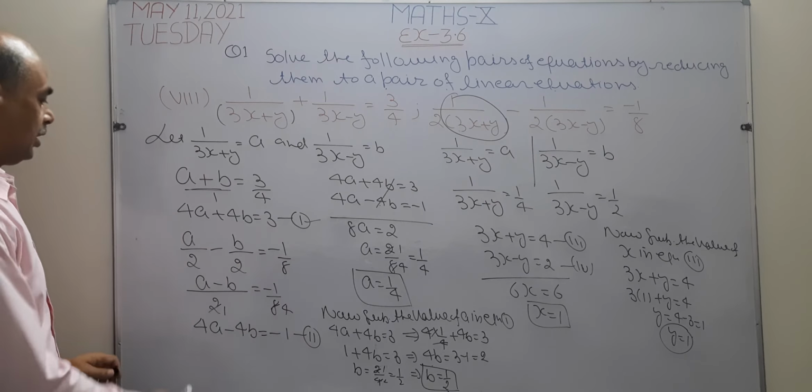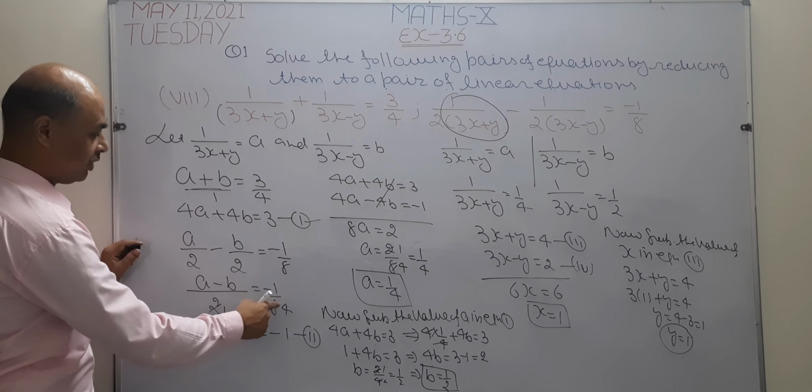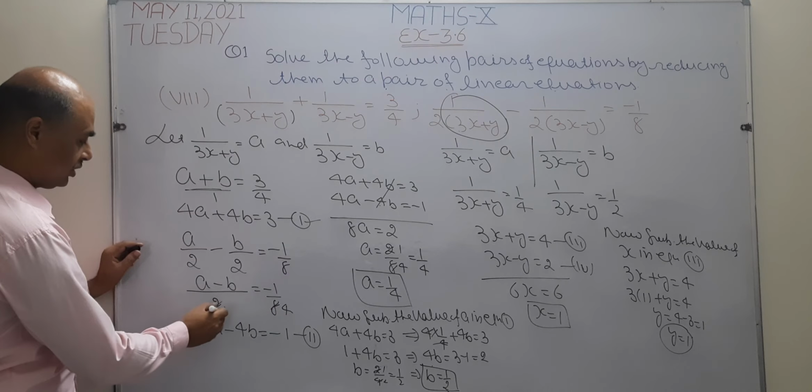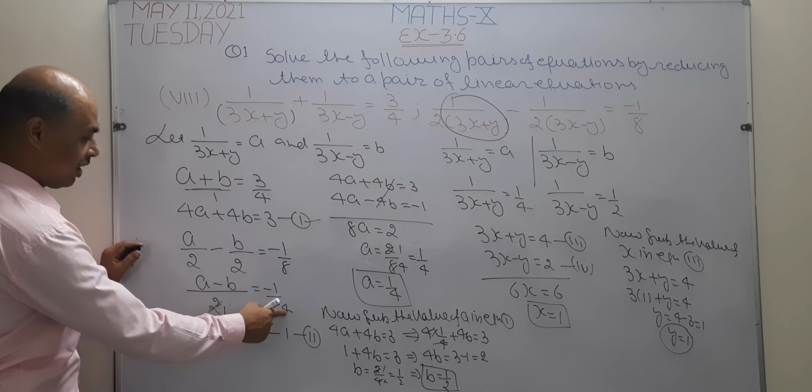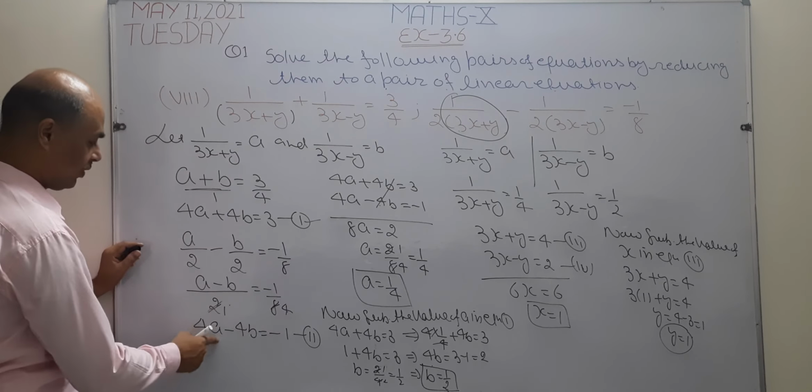Okay. Now I want to take the LCM of these two. LCM of 2 and 2 is 2. 2 is cancelled with 2. A remains the same. 2 is cancelled with 2. B remains the same. Now equal to this given minus 1 by 8. Now this one given to cancel. 2 ones are 2. 2 fours are 8. Now I want to cross multiply. 4 into a becomes 4a. 4 into b becomes minus 4b equal to minus 1. This is the second equation.